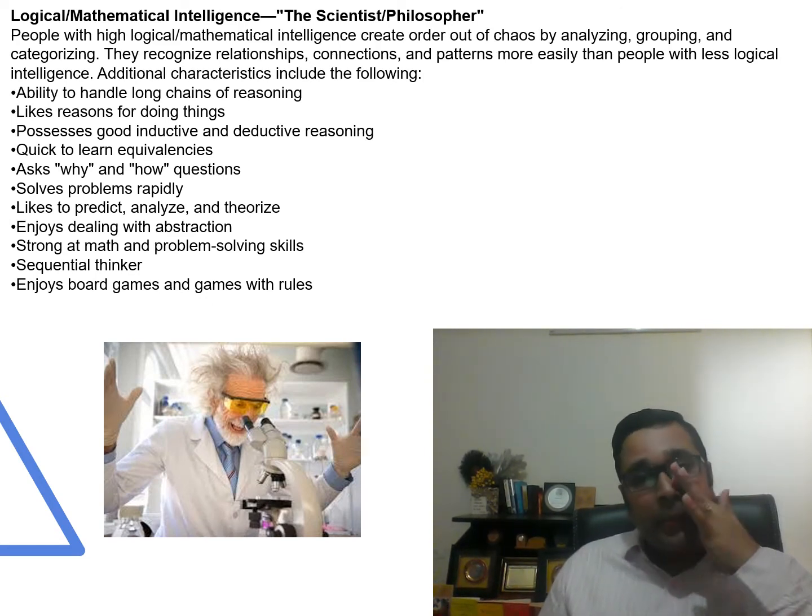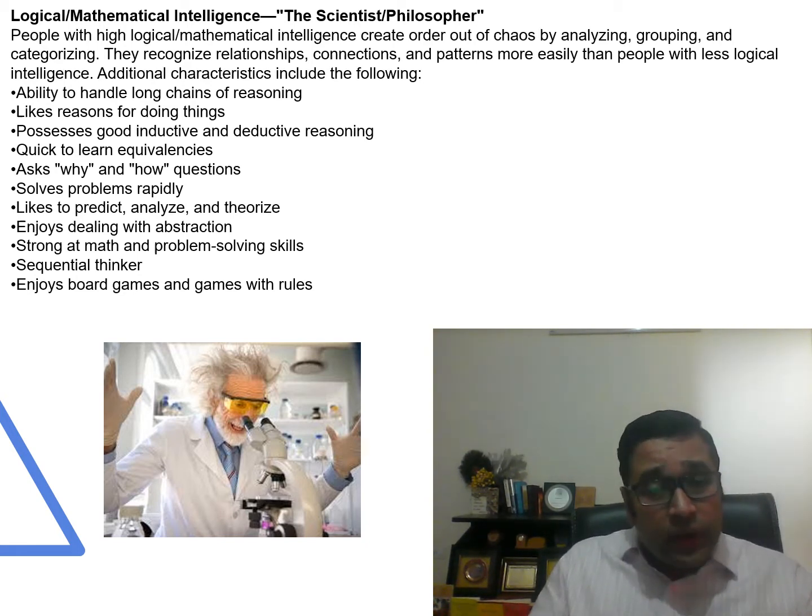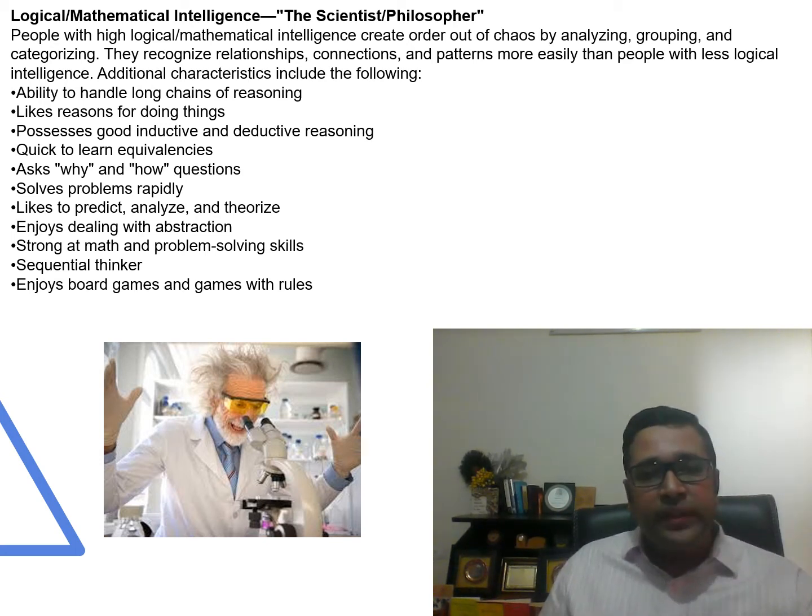Moving further to the logical and mathematical intelligence, the people who possess this kind of intelligence turn out to be scientists and philosophers. People with high logical and mathematical intelligence create order out of chaos by analyzing, grouping, and categorizing. They recognize relationships, connections and patterns more easily than people with less logical intelligence. Additional characteristics include ability to handle long chains of reasoning, likes reasons for doing things, possess good inductive as well as deductive reasoning capabilities, quick to learn equivalencies, ask why and how questions, solve problems rapidly, like to predict, analyze and theorize, enjoy dealing with abstract ideas and abstractions.